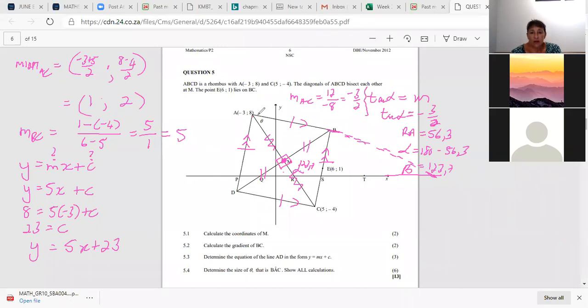Or is there an easier way of finding it? We've got this gradient and this gradient, right? Okay, so then let's rather maybe find this angle instead of that one, because if we did that, we would need this gradient, and we don't have this gradient, right? But if we found this one, let's see if it would work.